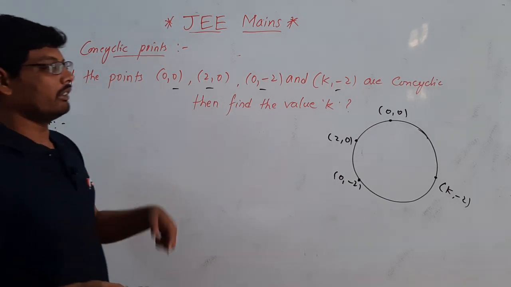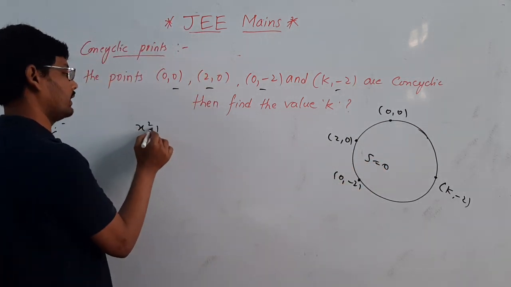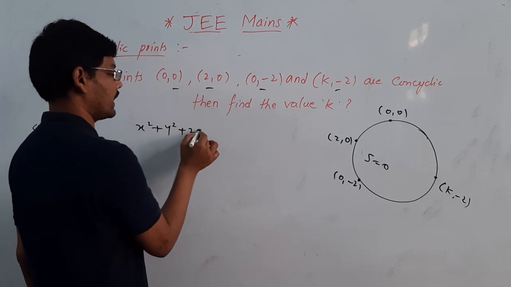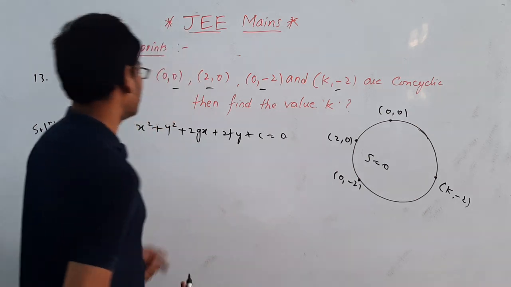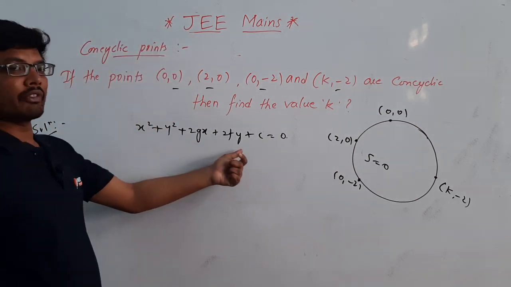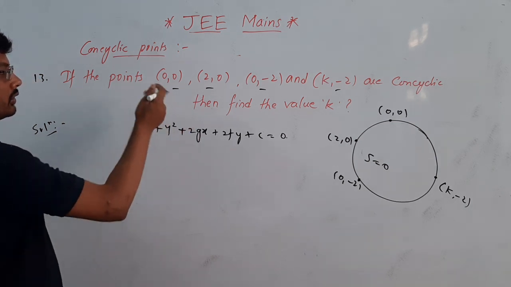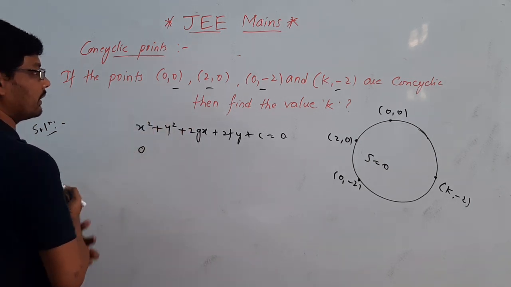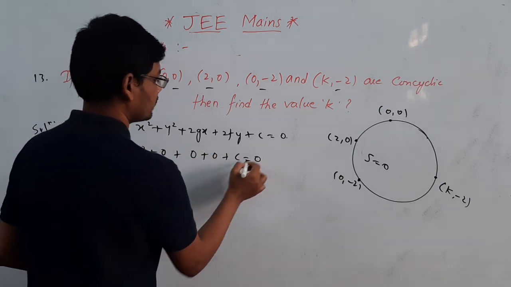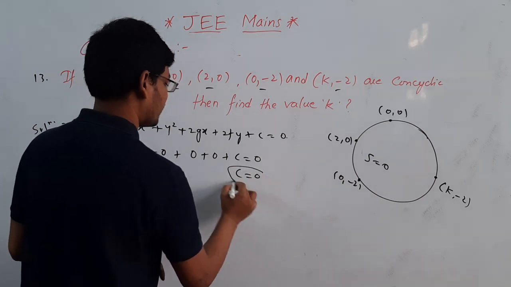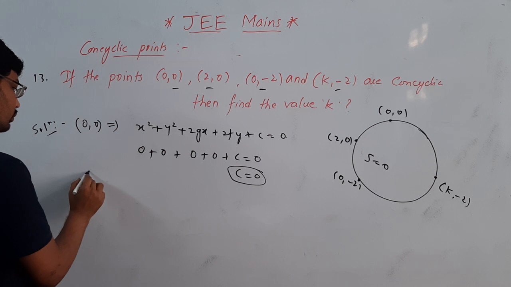So the equation of circle S equal to 0 is x square plus y square plus 2gx plus 2fy plus c is equal to 0. This is the equation of the circle. Let's substitute the first point. Both x and y values are 0, so we get c is equal to 0 from the point 0 comma 0. Next, 2 comma 0.